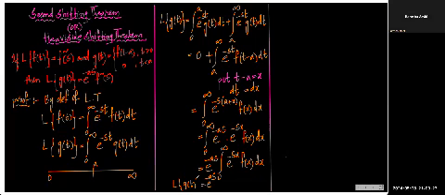Now look at what this value is: e power minus sx into f of x dx. If it is e power minus st, this also can be written as f bar of s. The s here and the s there are the same, so this value will become f bar of s. So this is nothing but f bar of s. That is the proof of the second shifting theorem.